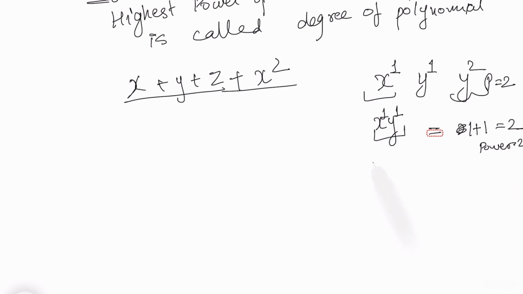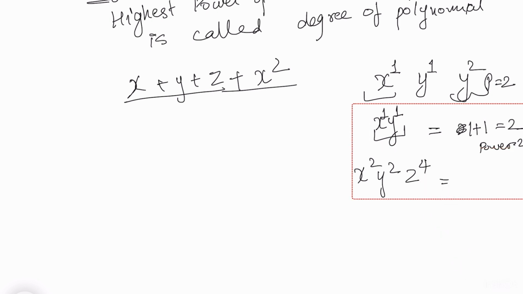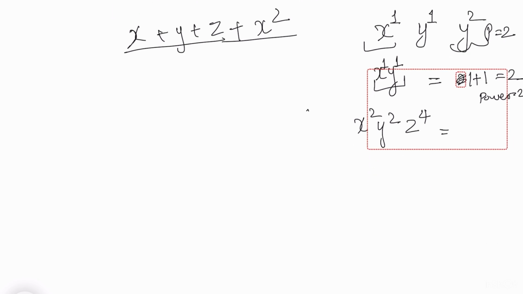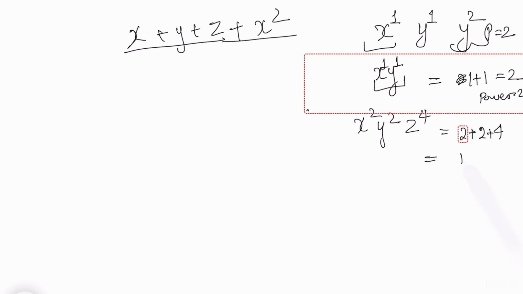Suppose you have x square, y square, and z to the power 4. Don't get distracted by these brackets that come up. So it will be 2 plus 2 plus 4, which will be 8. So 8 is the power of this particular term. This is actually a monomial, and its power is 8.